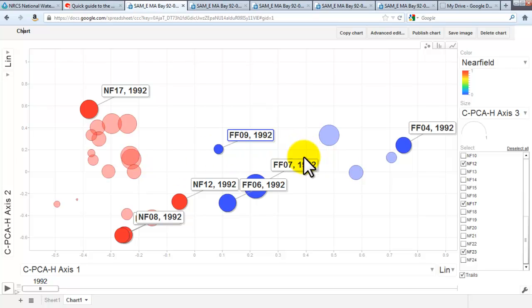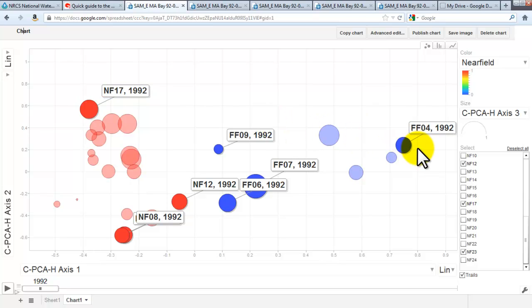The major source of variation is distributed along C-PCA-H axis 1, which Angeliki has found to be strongly associated with depth. The second axis, the most important determinant of it is grain size. So these tend to be high silt clay samples with a negative PCH axis score. And then the sandier samples, and NF17 is a very sandy sample with very little silt clay, and that plots up in this region here.